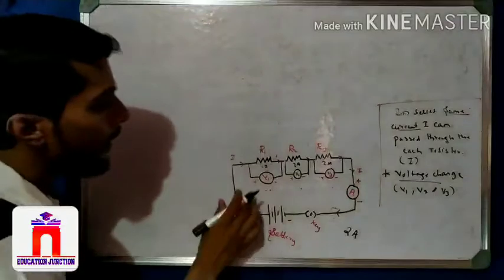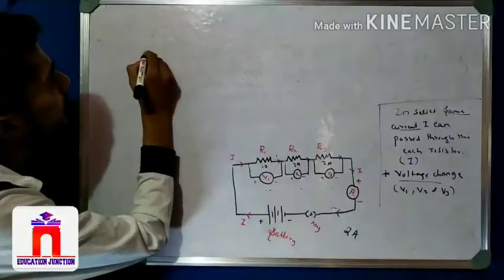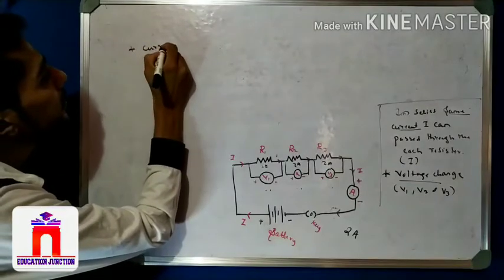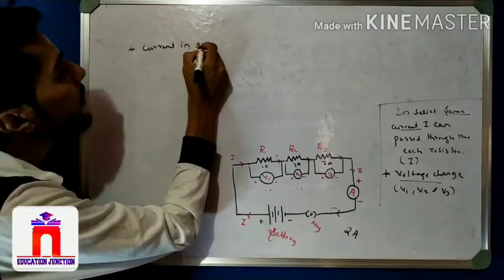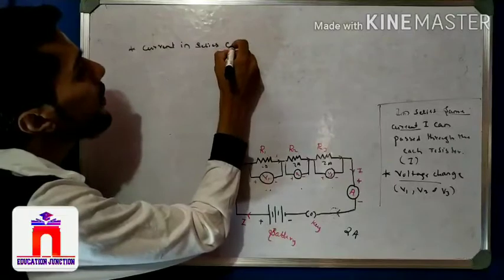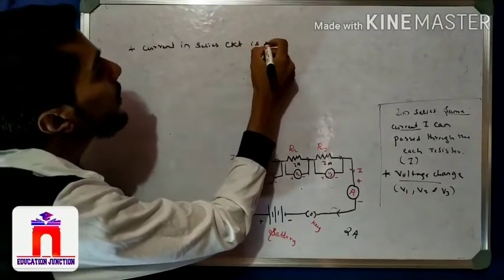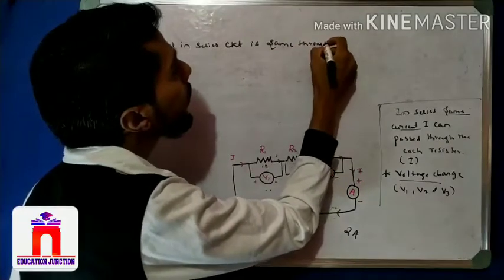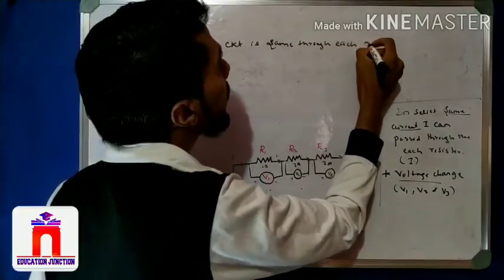Now observe the total current. The current in the circuit is the same. Right? First point here, the current in the series circuit is the same through each resistance.